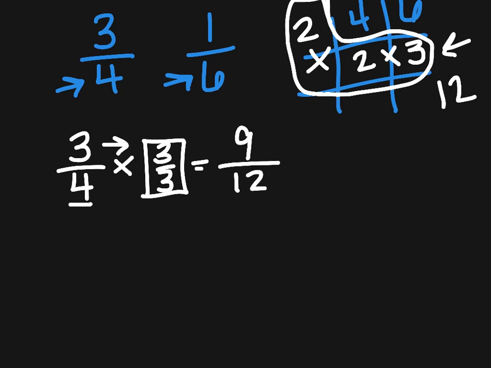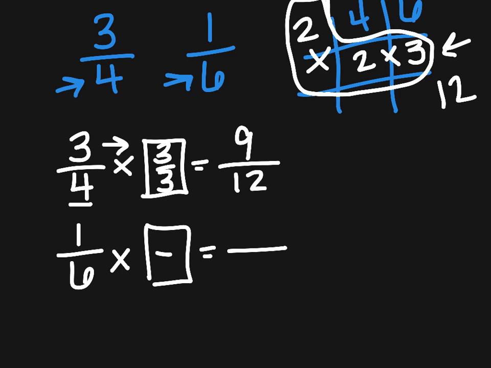I'm going to do the same with 1/6. 1/6 times a giant 1 is going to equal a fraction over 12. So I ask myself, 6 times what is 12? And I know 6 times 2 is 12, so my giant 1 will be 2/2. Again, 2/2 is equivalent to 1, and any number times 1 is equivalent to itself. So 1 times 2 is 2.